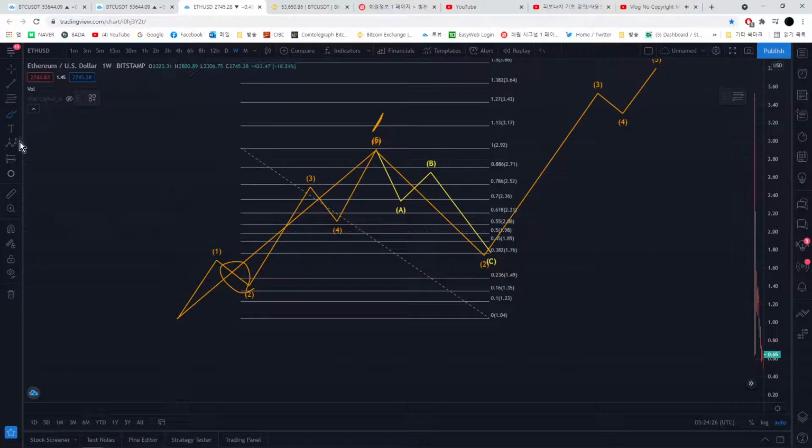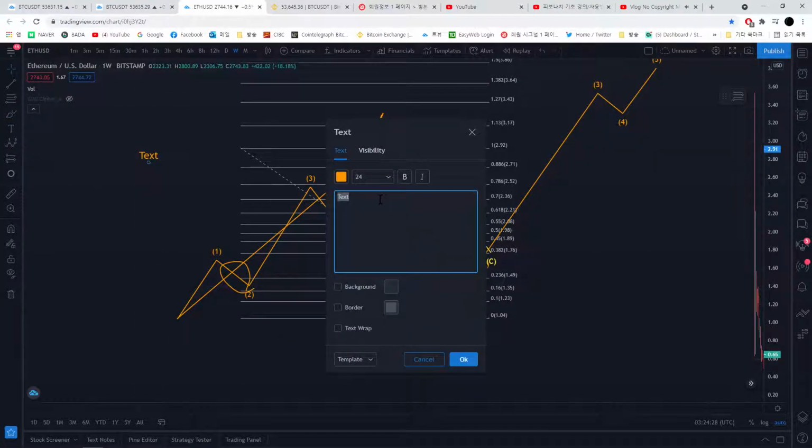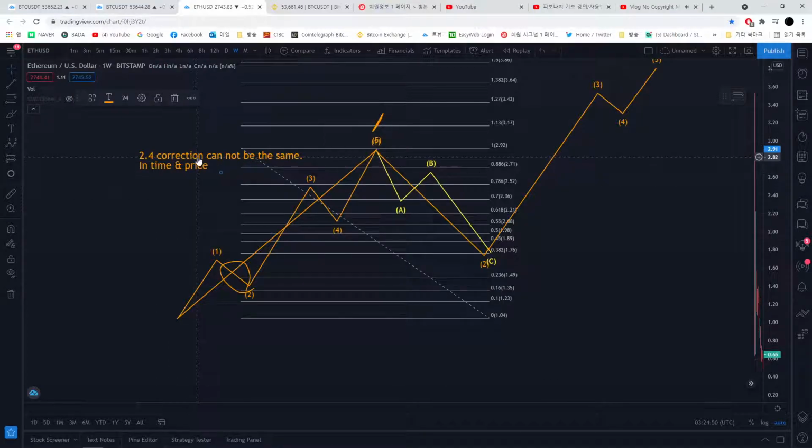So another thing you need to know is that second and fourth correction cannot be the same in timely manner and also price wise. Okay, time and price. This is a good tip for you to remember.